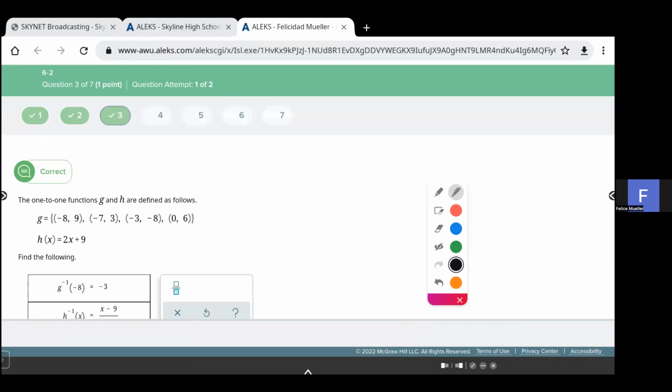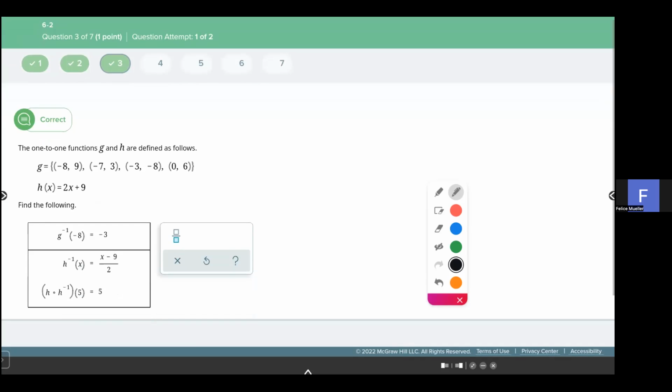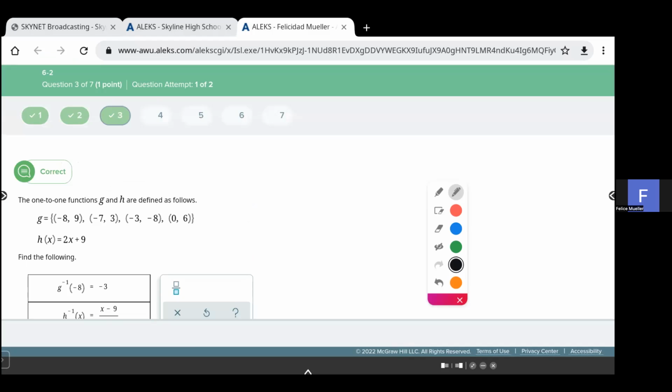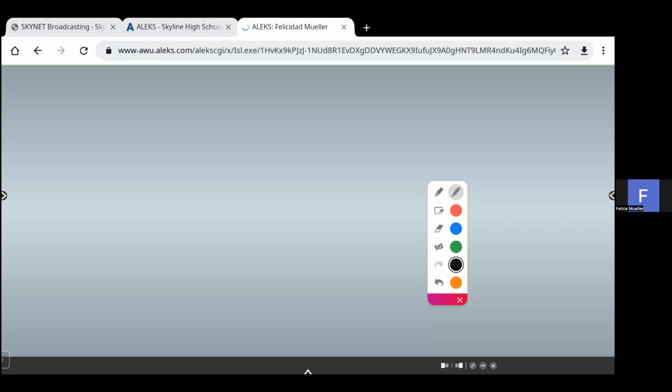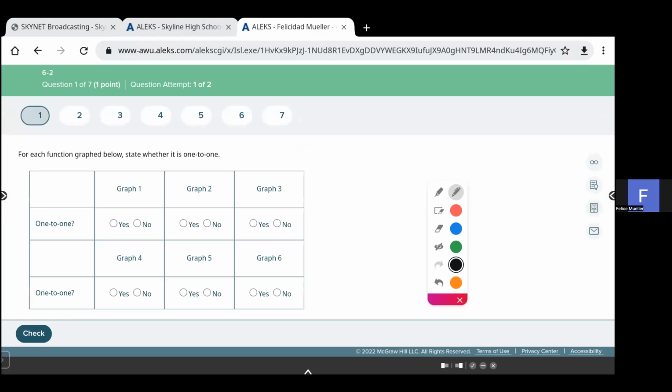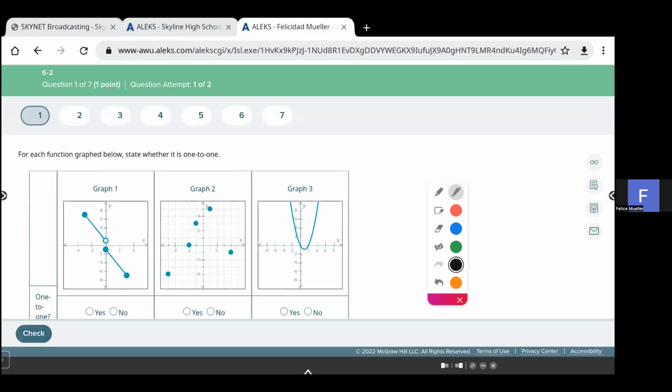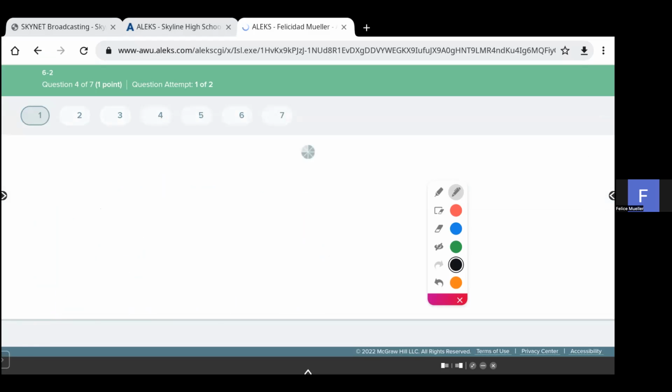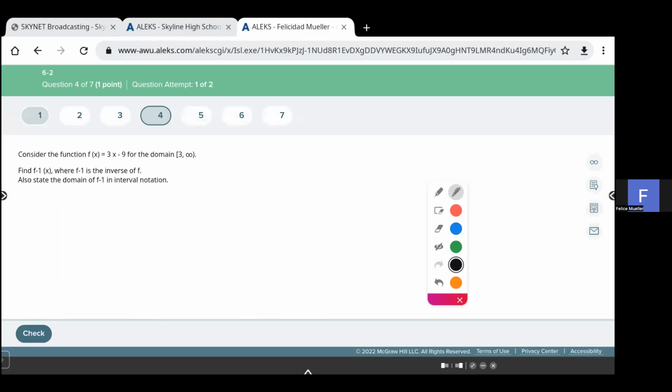Did you freeze? I think my screen froze on my end here. It's not doing anything. Let's hit refresh and see if it keeps me logged in. All right, we're just going to jump to question 4. All right, there we go.